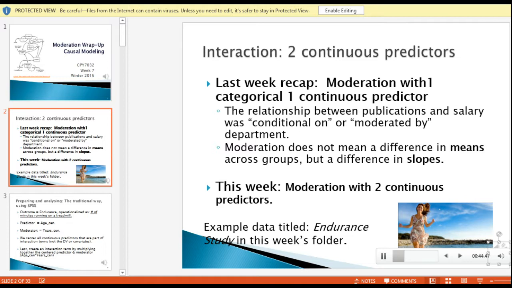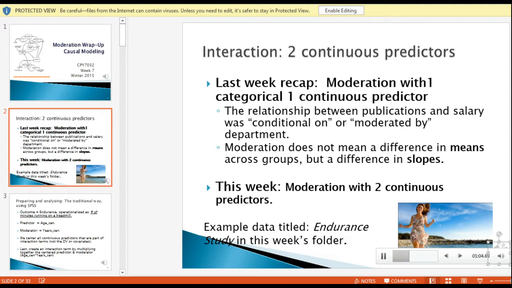Another very broad principle to always keep in mind is that moderation does not care about differences in means across groups. That is a main effect, and in a main effect we're simply interested in looking at mean differences. However, with moderation we're interested in looking at slope differences.